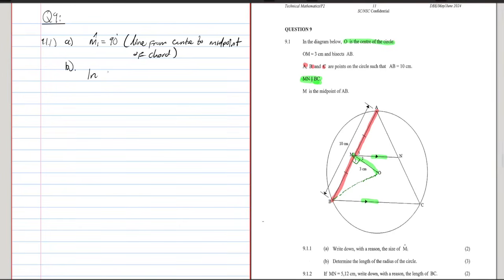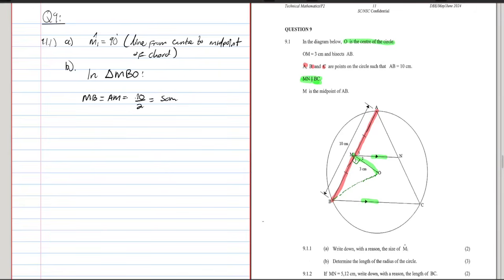So in triangle MBO, we want to calculate the length BO, which is the radius, by the way. Now, since AB is given, MB is equal to AM. They are both equal to 10 divided by 2, which is 5 centimeters.